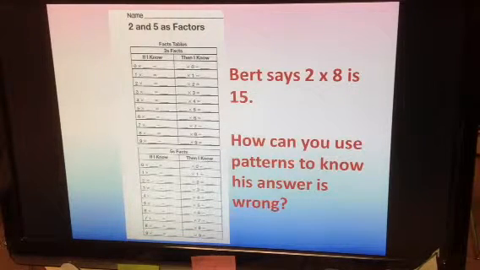Bert says 2 times 8 is 15. How can you use patterns to know his answer is wrong? Students thought about this and pointed out that all multiples of 2 are even numbers. 15 is not an even number. It doesn't end with 0, 2, 4, 6, or 8. So it can't be a multiple of 2.